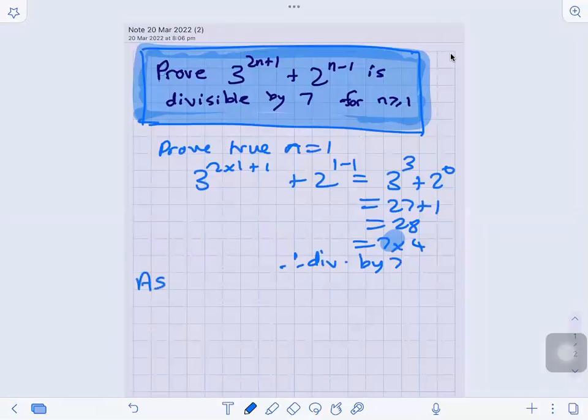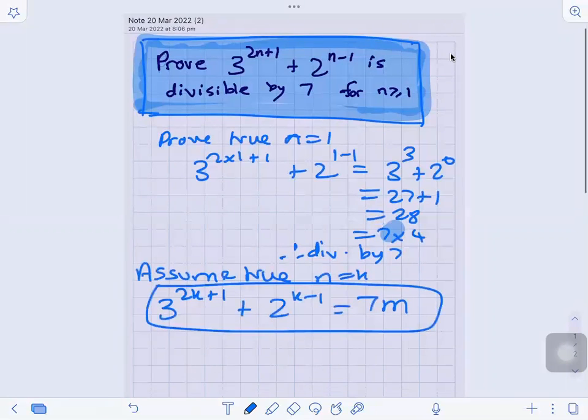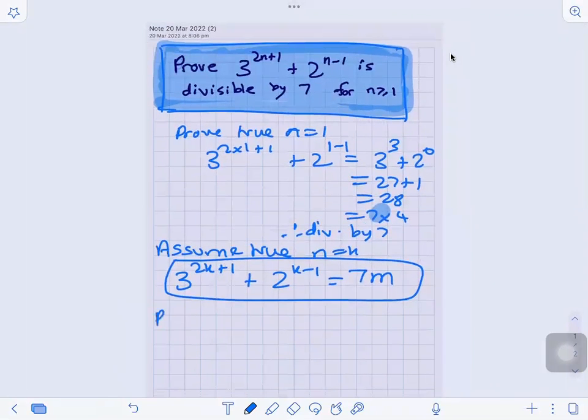Okay, so assume true for n equals k. That means that 3 to the 2k plus 1 plus 2 to the k minus 1 equals 7m, which is divisible by 7. So it's a multiple. And then we're going to prove true for n equals k plus 1.